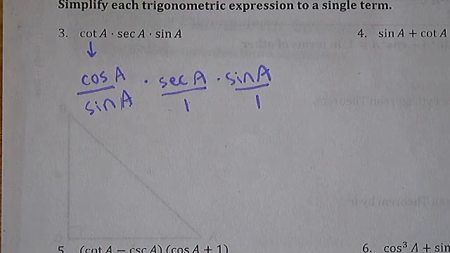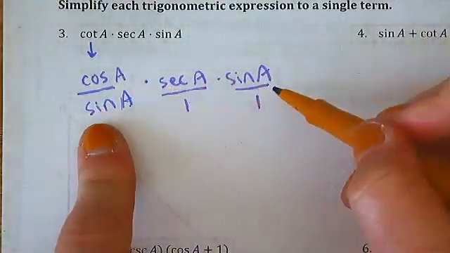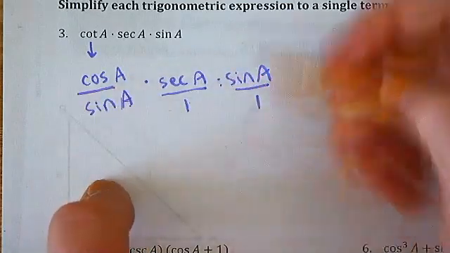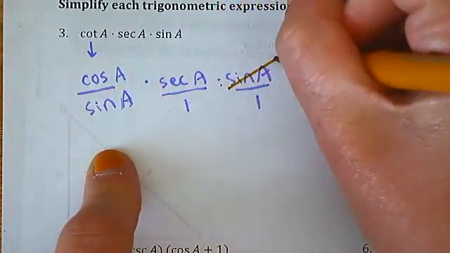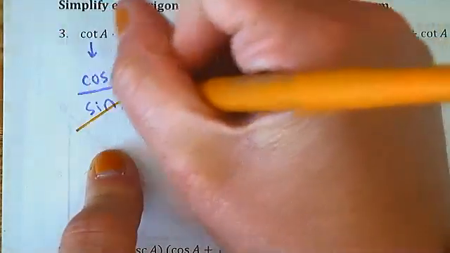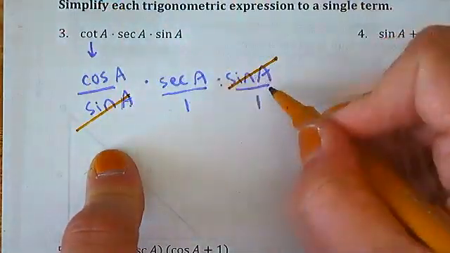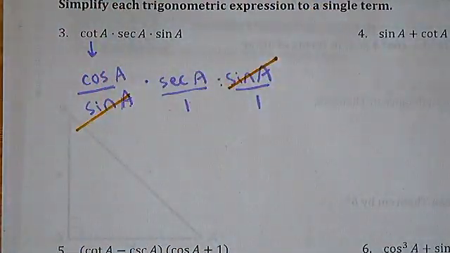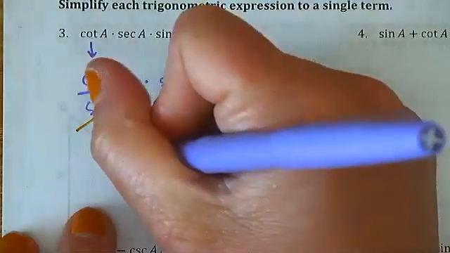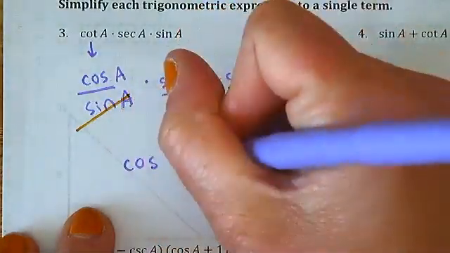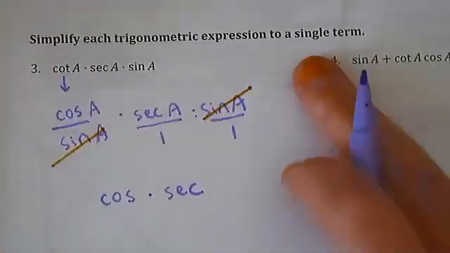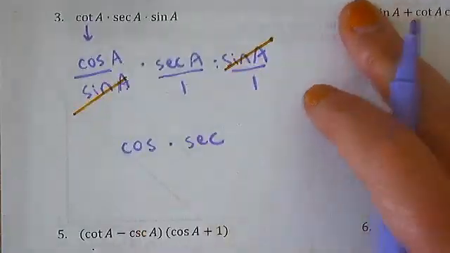So when all fractions are being multiplied, you guys can cancel top with bottom, right? So do you see how I have a sine up here and a sine down here? Well, what is sine divided by sine? 1. So I'm slowly canceling things out. This is great. So what do I have left? I have cosine times secant. All right. But Miss Fisher said I want one single term, and this is not one single term.